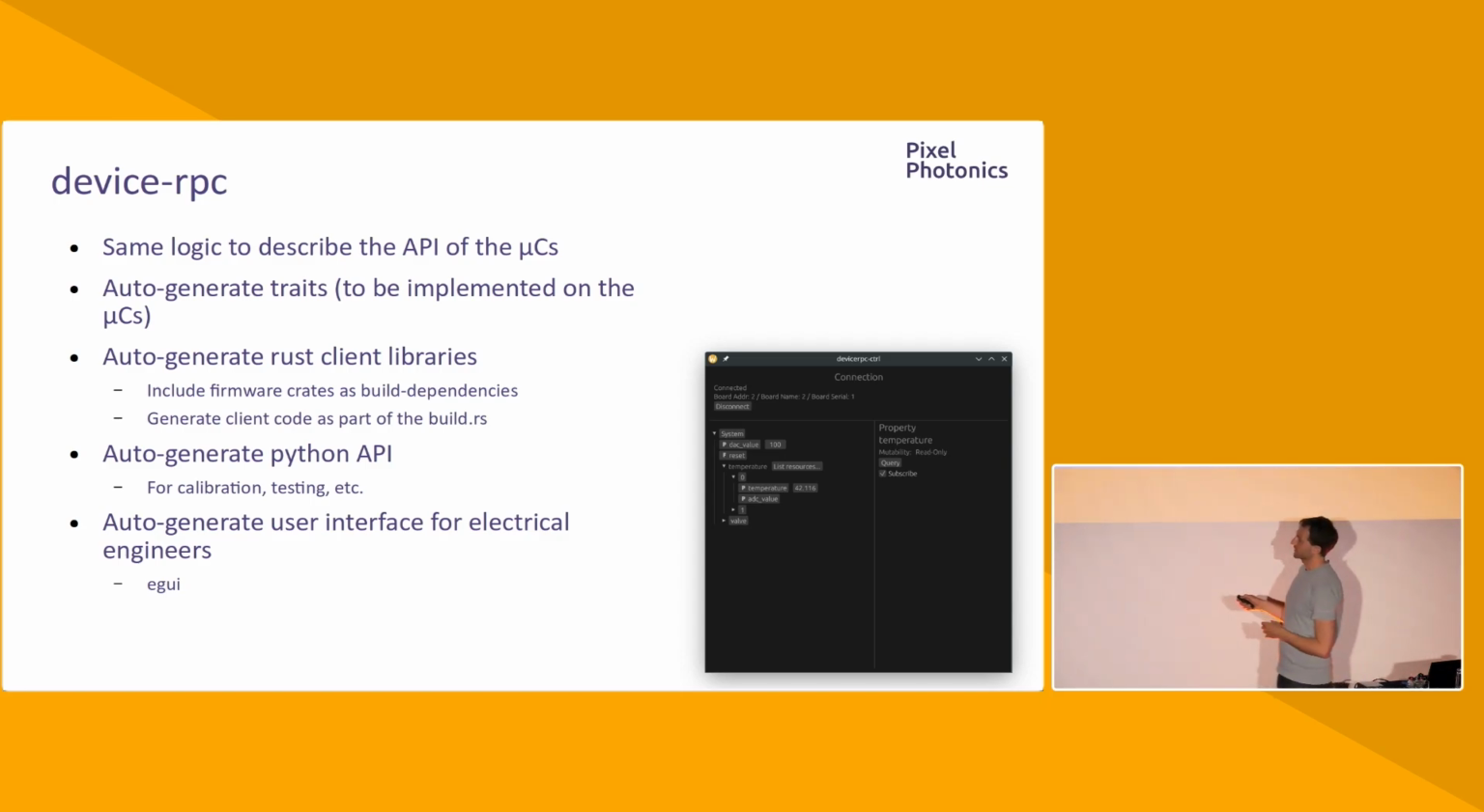And also in this case, we generate Python APIs automatically because our electrical engineers want to test this box by themselves. They want to hook it up to a PC without the rest of the system being present. So it's nice to have a Python API available for calibration and so on. And then in this case, we also have an auto-generated graphical user interface, which is just nice because it lets them toggle some LEDs or switches with the press of a button.